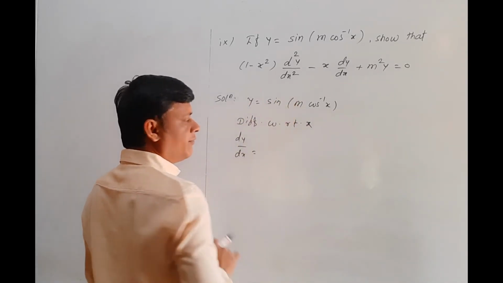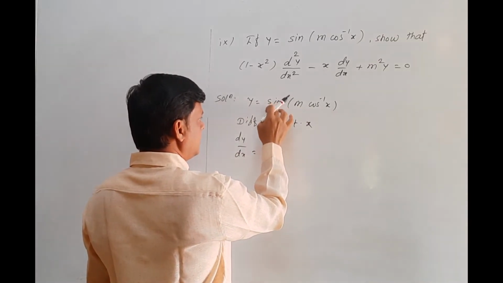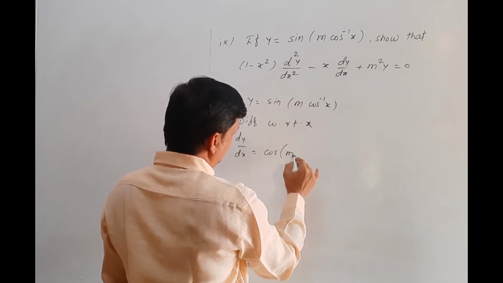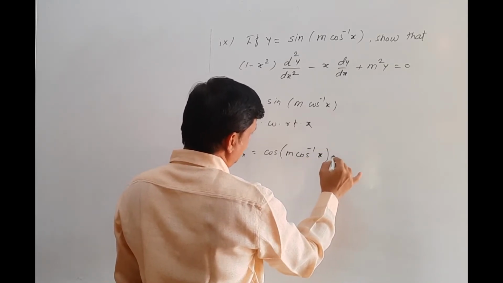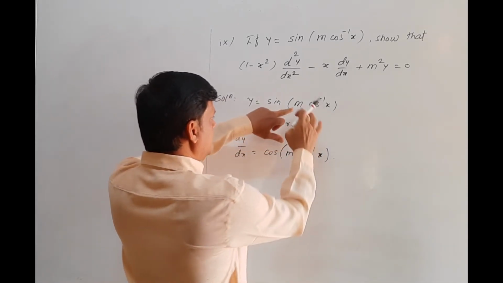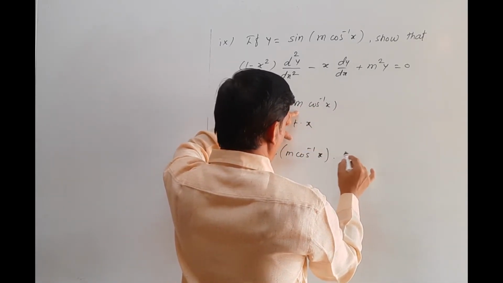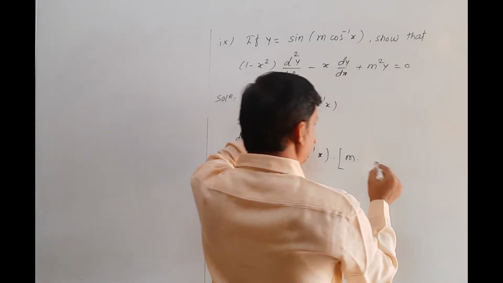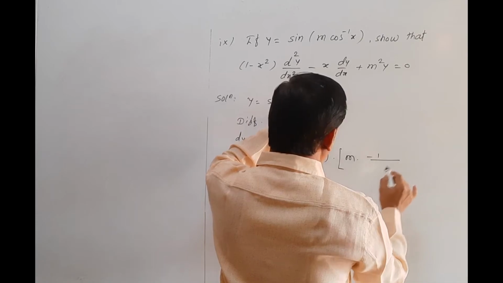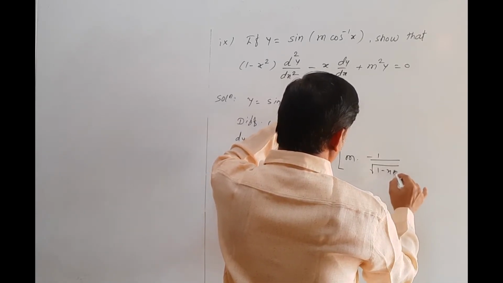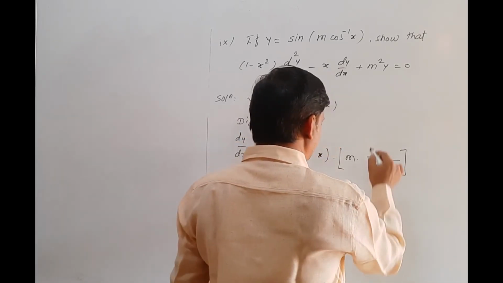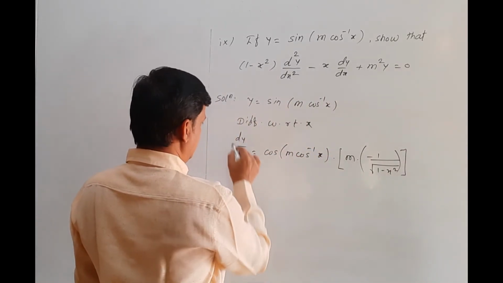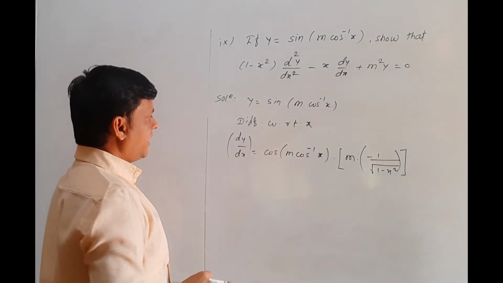Now this sine is a composite function, so find the derivative of the outer function first. The derivative of sine, we write cos of m cos inverse x. Then the derivative of m into cos inverse x. Here m is constant and the derivative of cos inverse x is minus 1 upon under root 1 minus x square. So we use a bracket here. So this is the value of dy by dx.